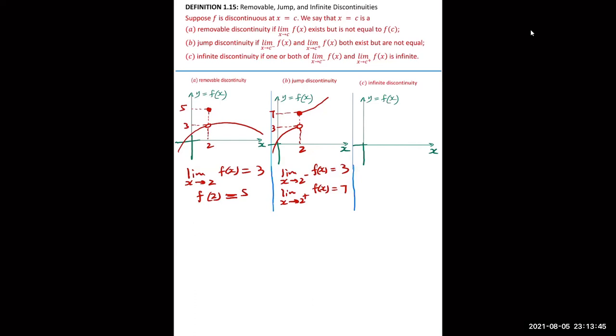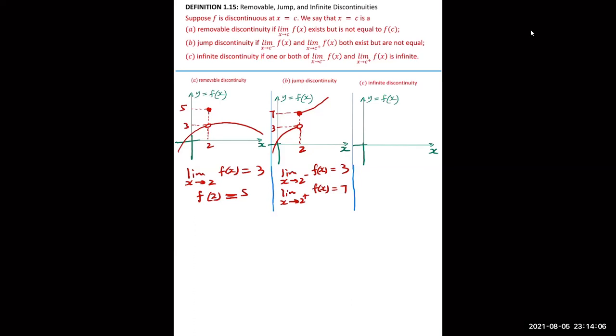Jump discontinuity means geometrically, if you walk along this graph like this, when you come to here, you have to jump over here and continue your journey from there. You have to jump from here to here when you come here. So that's why it's called jump discontinuity.